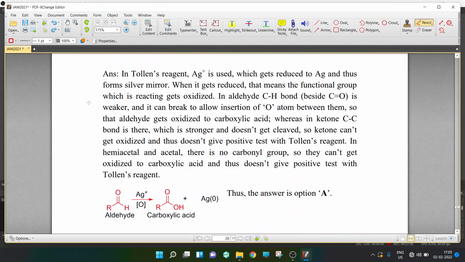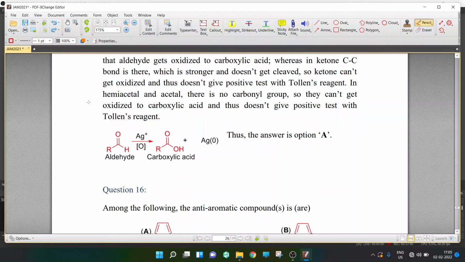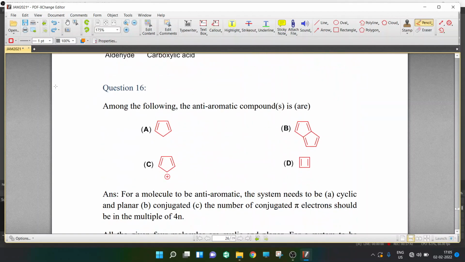So whatever is said is written here. Please go through it. Now question number 16. Among the following, the anti-aromatic compound is or are.